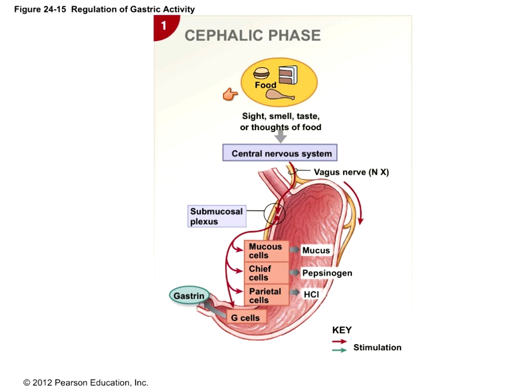So the cephalic phase, first phase: just the smell, the sight, the taste, and sometimes even the thought of food when you're hungry is going to trigger your brain to send information through the vagus nerve to your stomach to begin to prep for eating this food. So some of the things that happen in your mouth are going to be that you'll salivate.